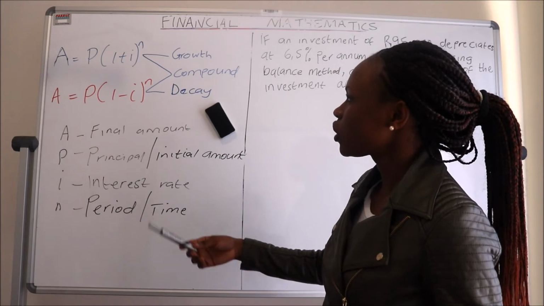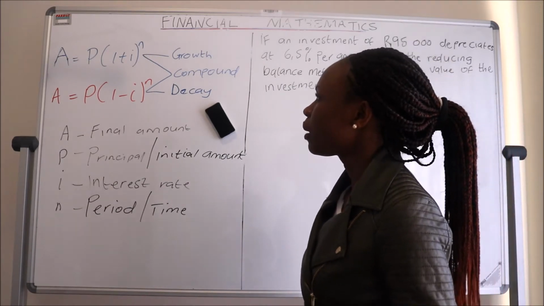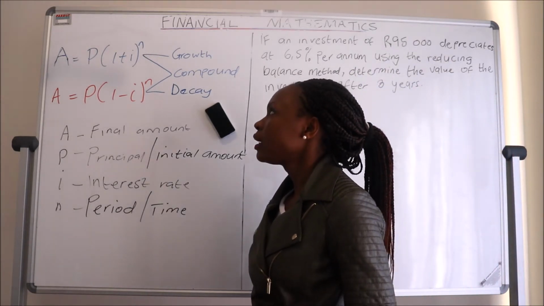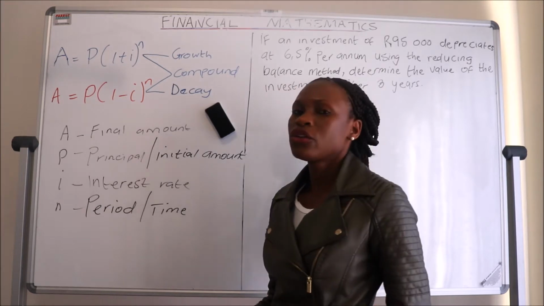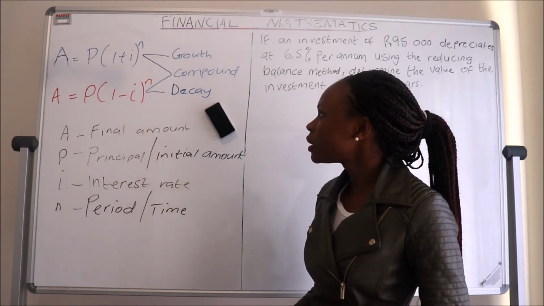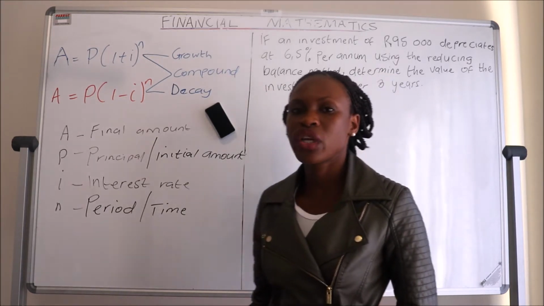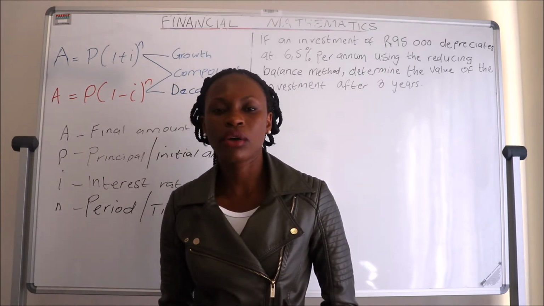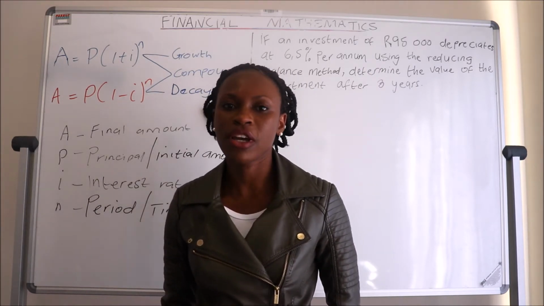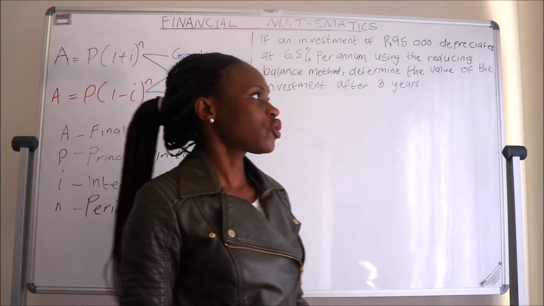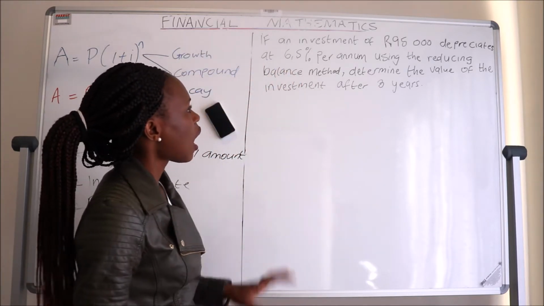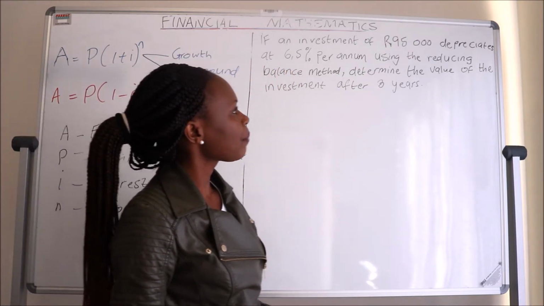Then the equation is A equals P into 1 plus or minus I, to the exponent of N. So it's either compound growth, which is appreciation of values, or compound decay, which is depreciation of values. Let's go straight into a question and see which equation to apply where and how.